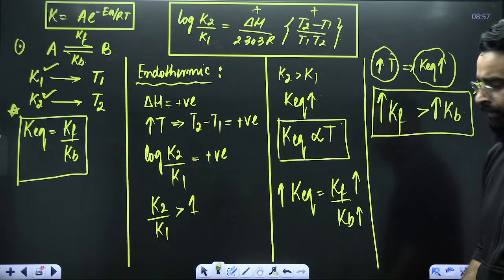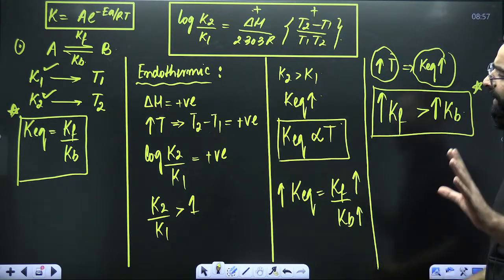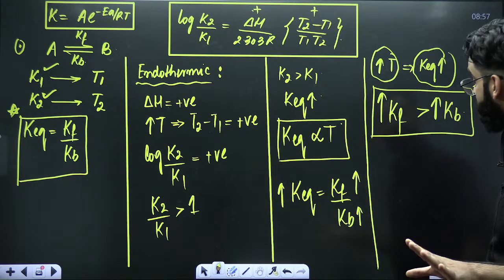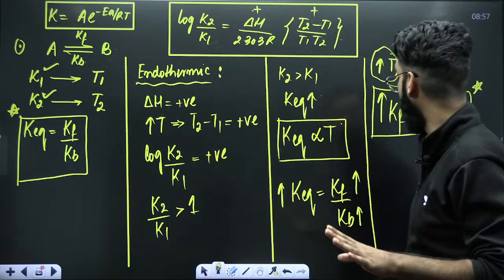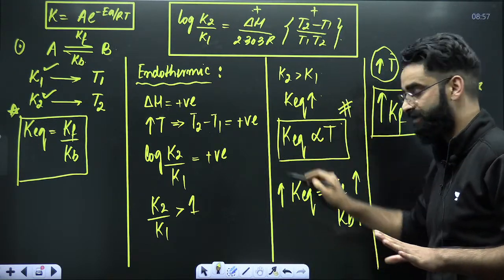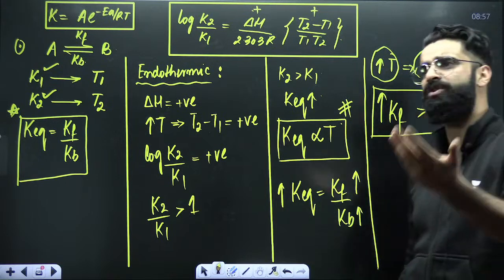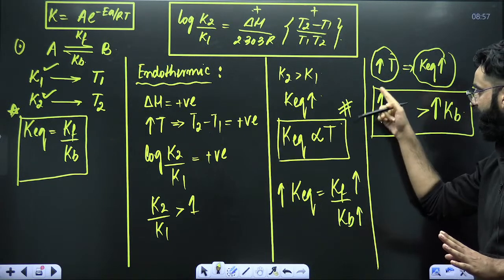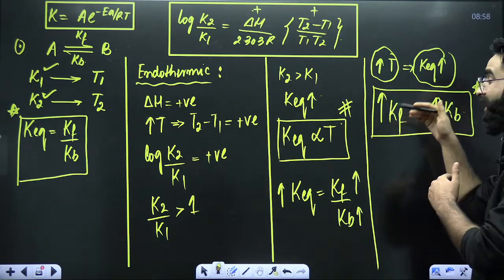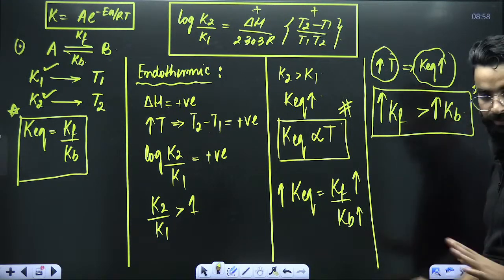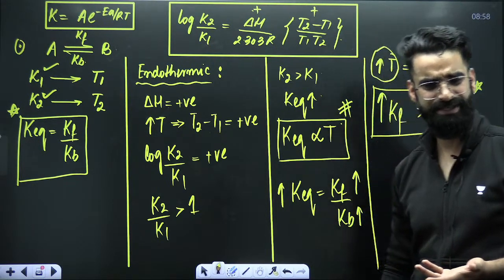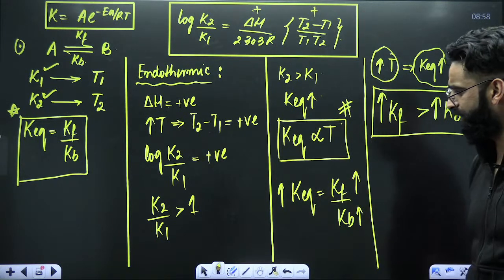Okay. So do remember, in case of endothermic reactions, the conclusions which you have to remember: upon increasing the temperature, equilibrium constant increases. And upon increasing the temperature, rate constant of forward as well as backward reaction increases, which is possible only if the rate constant of forward reaction increases by a larger amount than the increase in the value of Kb. Yes, this is one important point which you have to remember. And similarly, you can check for exothermic reactions as well. Same procedure.